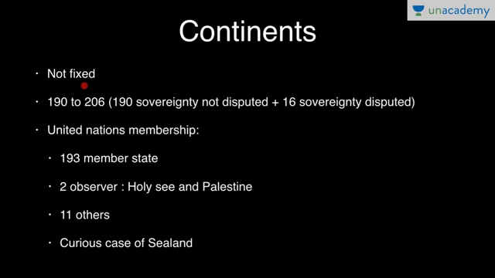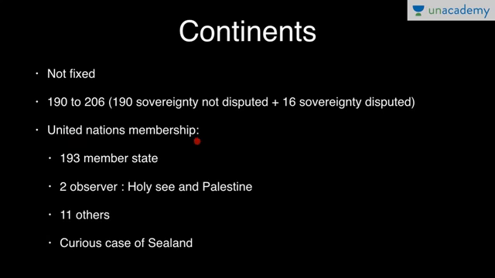Number of nations is not fixed rather. So the number of nations in the world varies from 190 to 206. 190 are those where sovereignty is not disputed. For example, India, USA. These are the states whose sovereignty is not disputed. Well, 16 are the states of the United Nations where sovereignty is disputed. So total can vary from 190 to 206. Some say 193, some say 195 nations, some say 200, some say 203, etc.